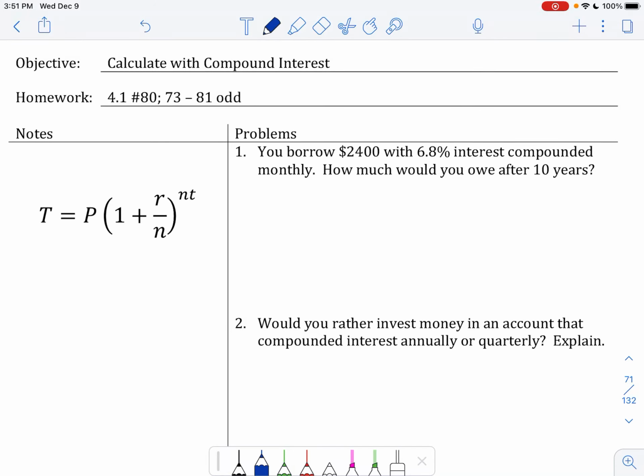Hey there, so we're going to keep talking about exponential functions, and we're going to be talking about one of the familiar and very specific exponential functions, which is compound interest. So get yourself ready for notes.